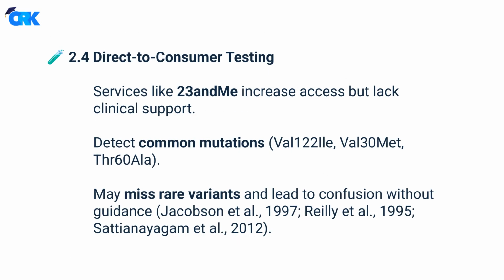Finally, direct-to-consumer testing, expanding access, raising concerns. The rise of platforms like 23andMe has expanded access to TTR screening, but these services, while accessible, often lack clinical oversight. While they can detect common mutations, such as valine 122 isoleucine, valine 30 methionine, or threonine 60 alanine, they frequently miss rare but clinically significant variants.